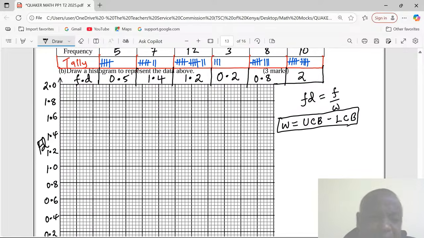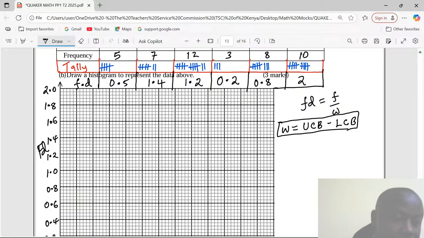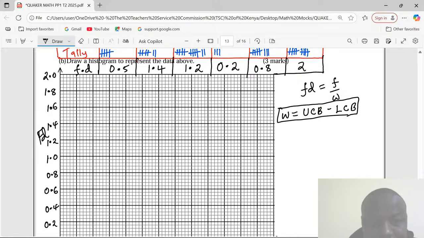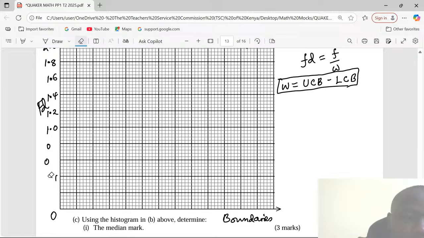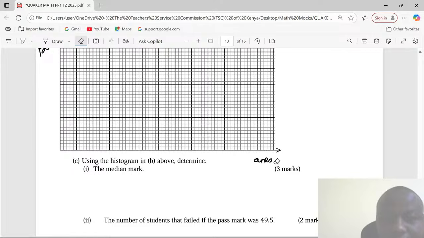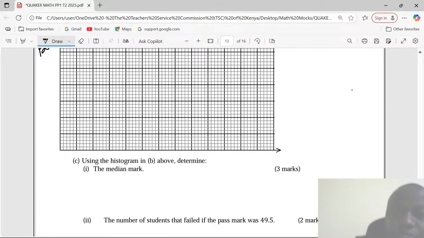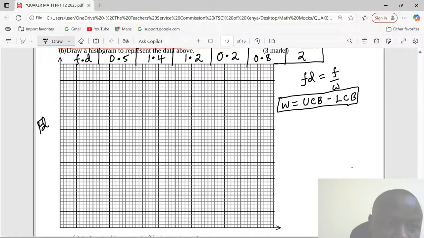But you can also use a smaller scale, which will accommodate everything without using up to the last square. So let me still work on this. Please allow me to change the scale so that we can comfortably have all the values represented. So what we shall have here is on this axis.